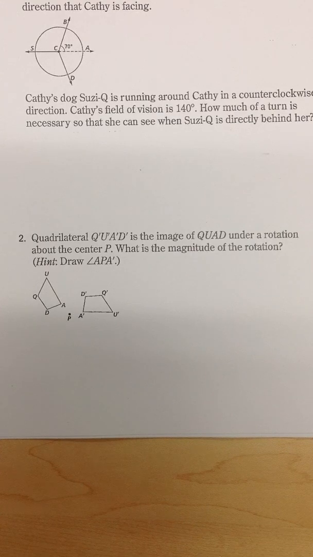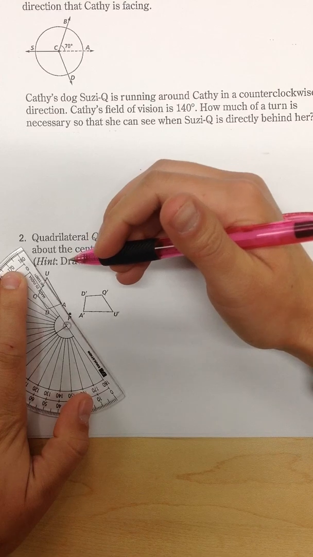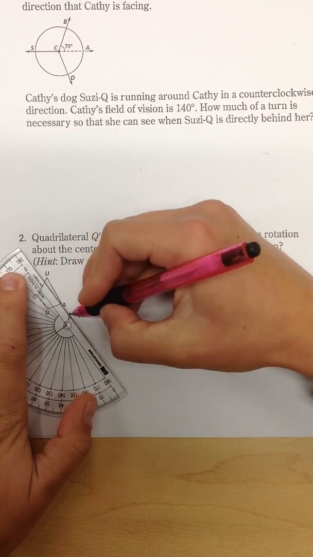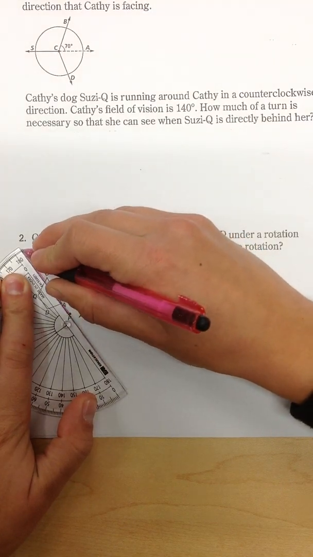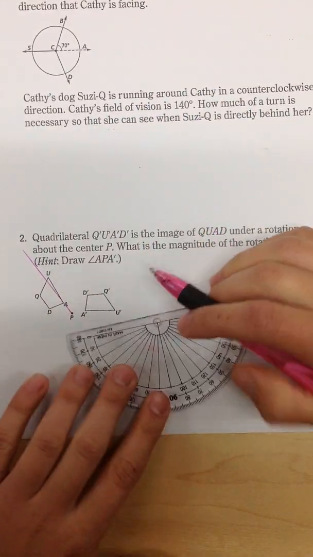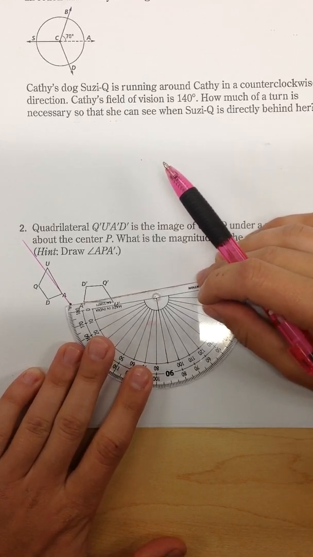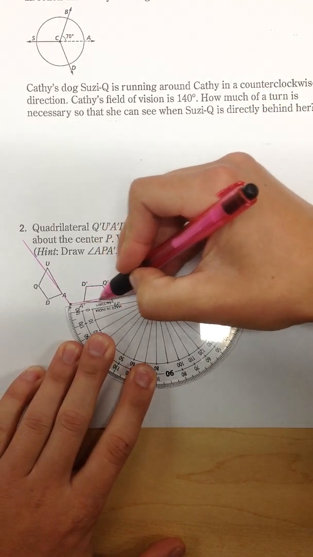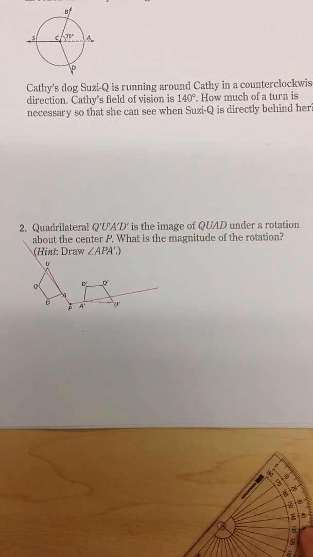Okay, and the hint they give us is very helpful, and it says draw the angle A P A prime. So if we do that, draw from A to P, and I'm going to shoot my lines out a little bit further because we're going to end up measuring here, and it's easier to measure if I shoot my lines out far. And then I'm also going to make a line from P out through A prime, just like that.